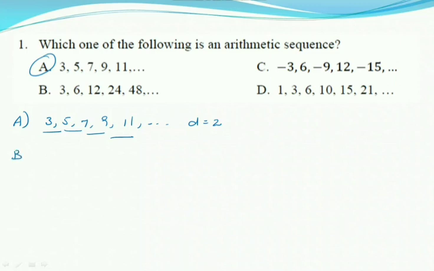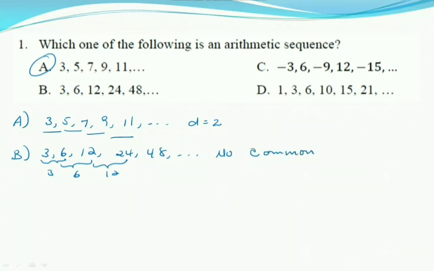Let's check B. In B, we have 3, 6, 12, 24, 48, and so on. You see, the difference between the first and the second is 3, between the second and third is 6, between the third and fourth is 12. There is no common difference. So B cannot be an arithmetic sequence.